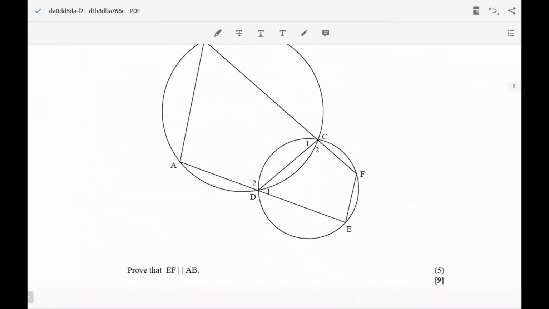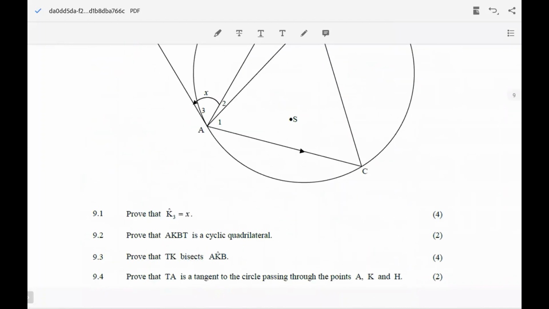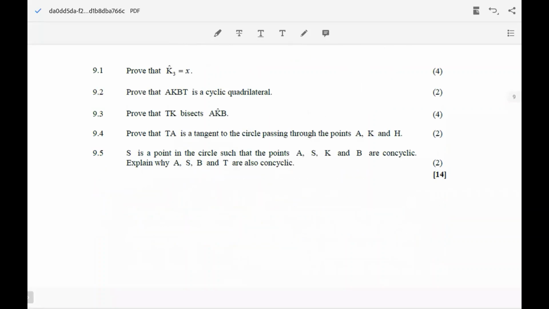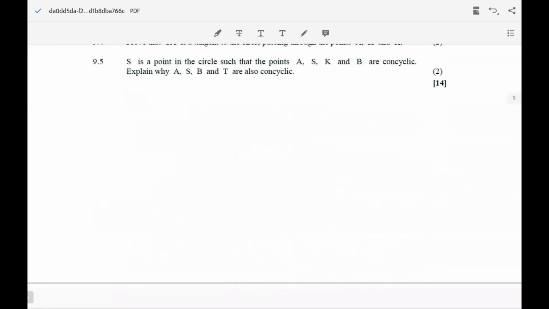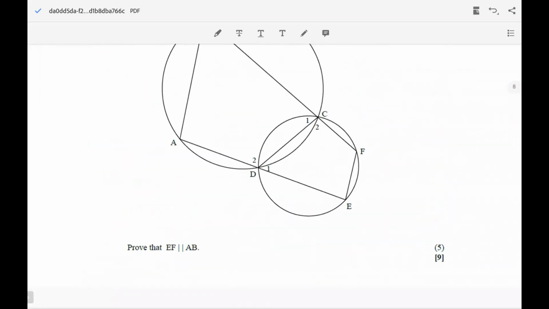And then question 8.2, and our last question will be question number 9. The questions are too many. Problem is the time. So that's why you always have to create more time.